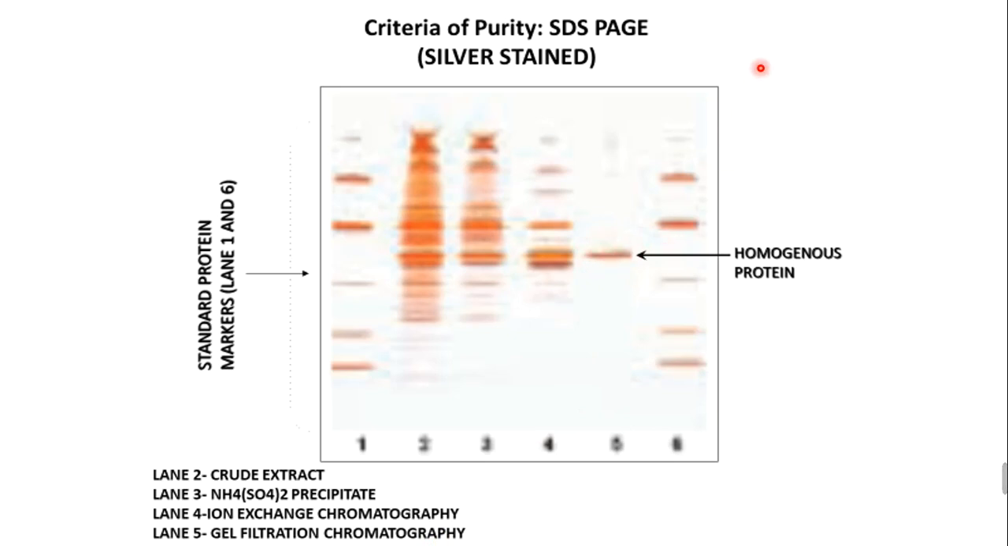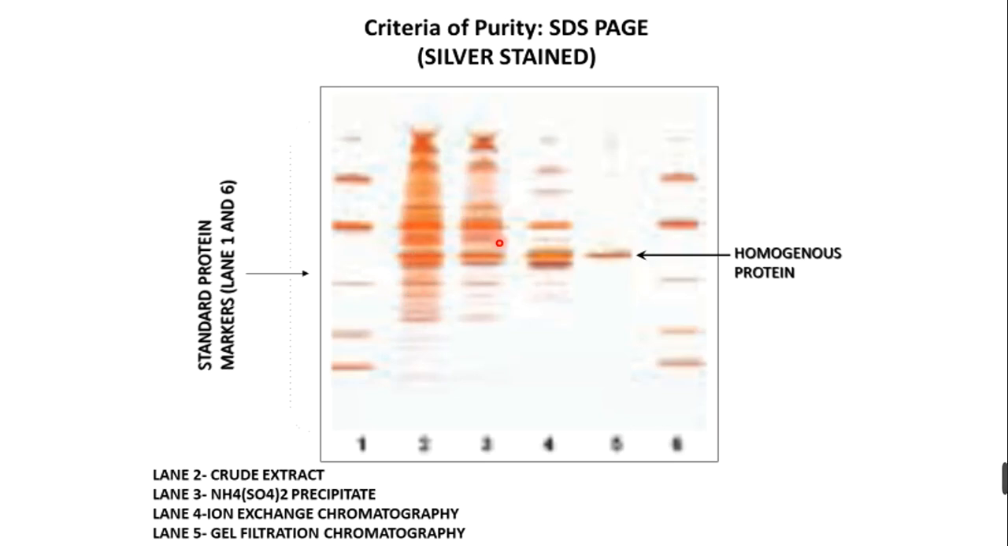So this is not a copy of something, this photo is not from the internet. This is from my own purification, and this is the purification of acetylcholinesterase enzyme from human brain. This is the crude extract and the ammonium sulfate precipitate. The crude extract is the extract of the human cerebral cortex, extracted with the homogenate, and this extract is filtered, and this filtrate is called the crude extract.